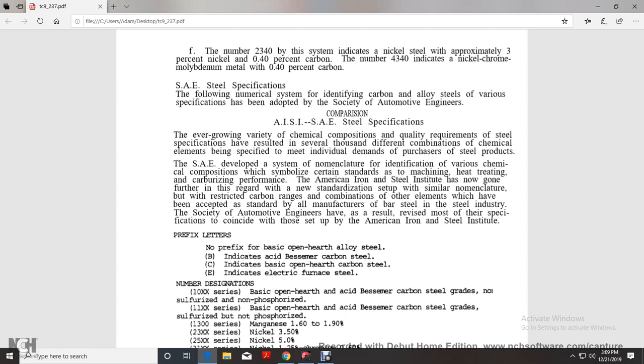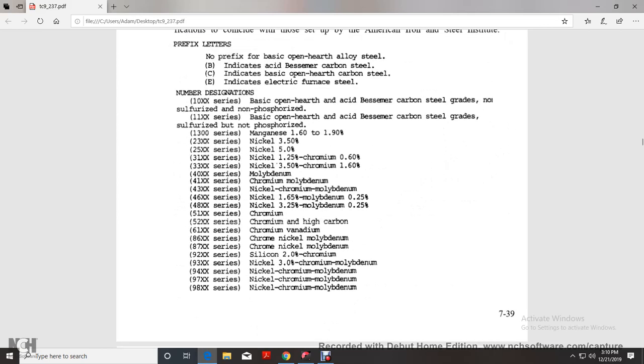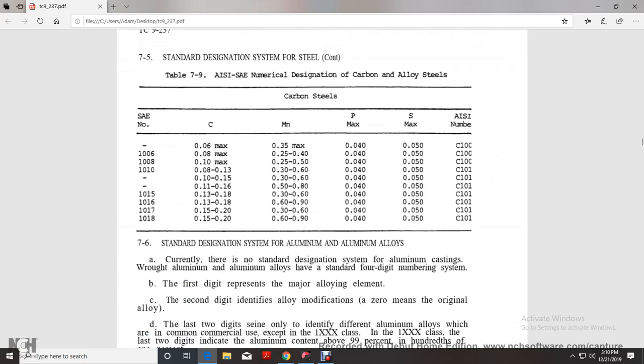The American Iron and Steel Institute has now gone further in regard to the new standardization setup, with similar nomenclature but with a restricted carbon range and combinations of other elements which have been accepted as standard by all manufacturers. The Society of Automotive Engineers has revised most specifications to coincide with the setup of the American Iron and Steel Institute, and this shows their prefix numbers and designations.